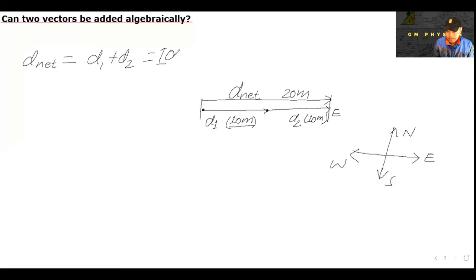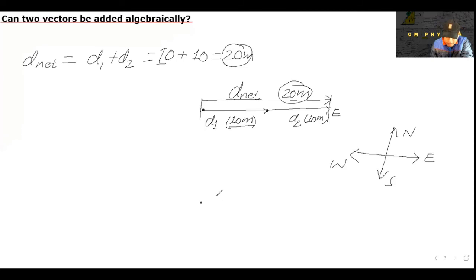And first of all, let's check if we get the same magnitude by adding algebraically. So 10 plus 10, how much are you getting? 20. And what is the magnitude of the net displacement? 20 meters. So by adding, you are getting 20 meters. So from here, we can assume that vectors follow algebraic addition. But let's look at the second example.